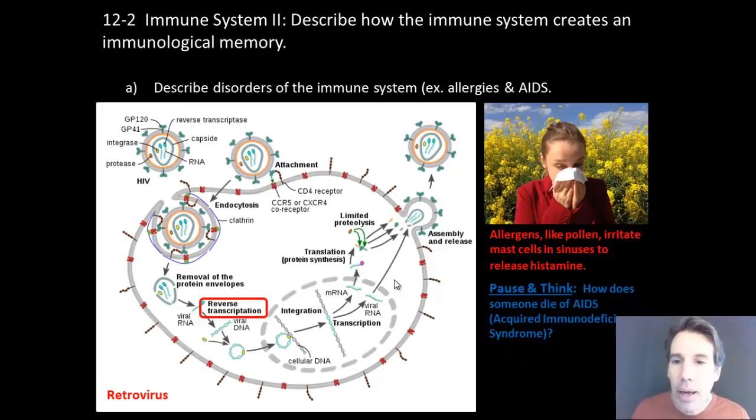Last thing is, how does someone die of AIDS, acquired immunodeficiency syndrome? Well, you can imagine if your immune system is highly compromised and deficient, it would not be that difficult for maybe the common cold or the influenza virus, which causes the flu, to infect and potentially kill that person. And so people often die of common diseases as a result of AIDS.